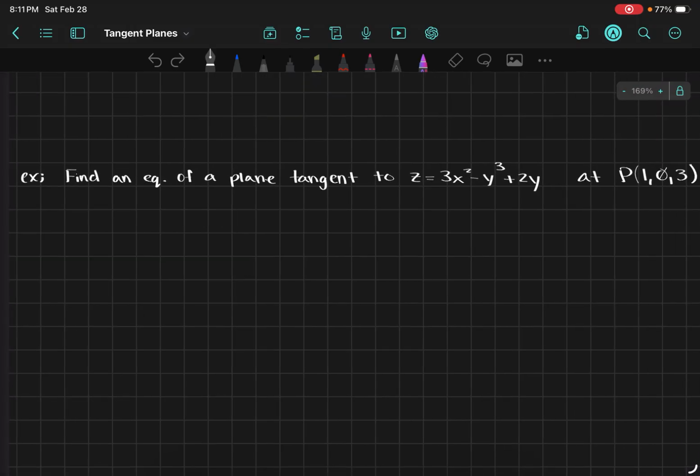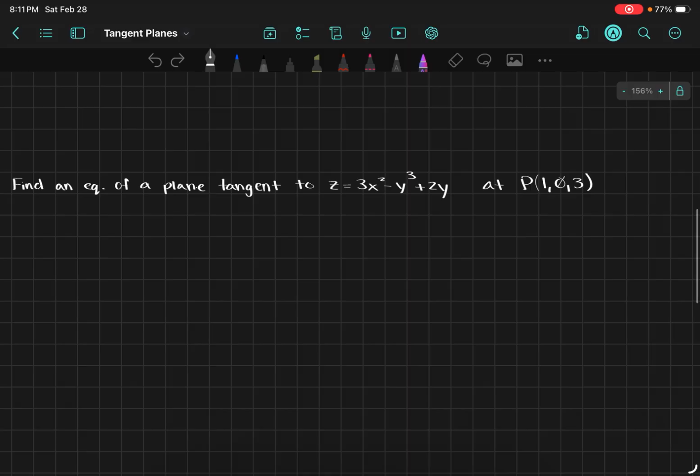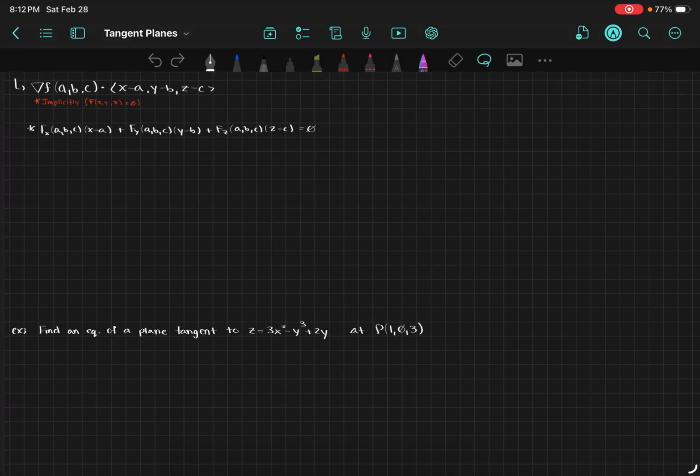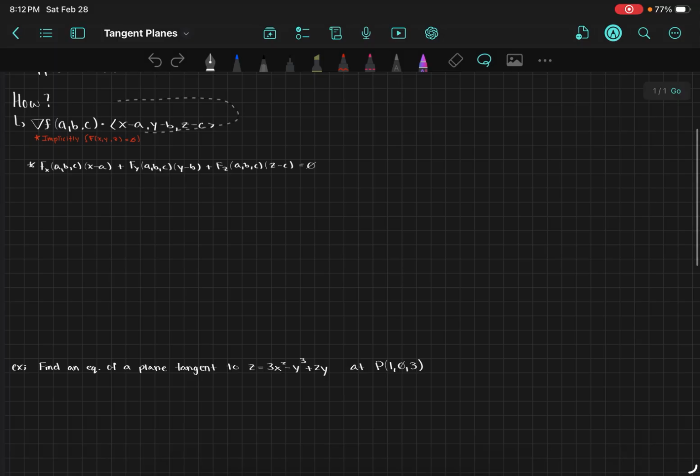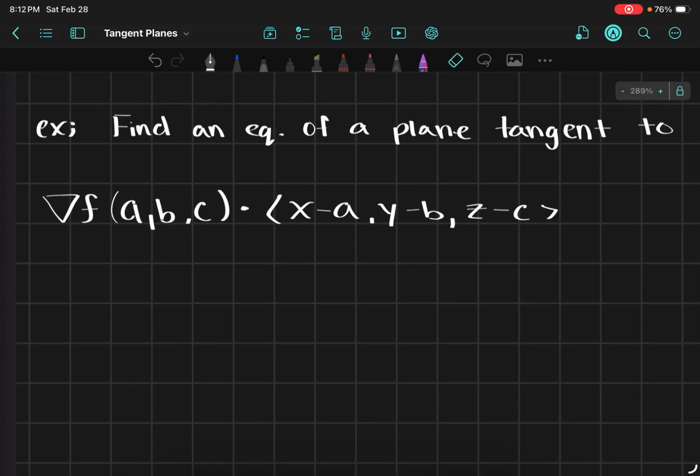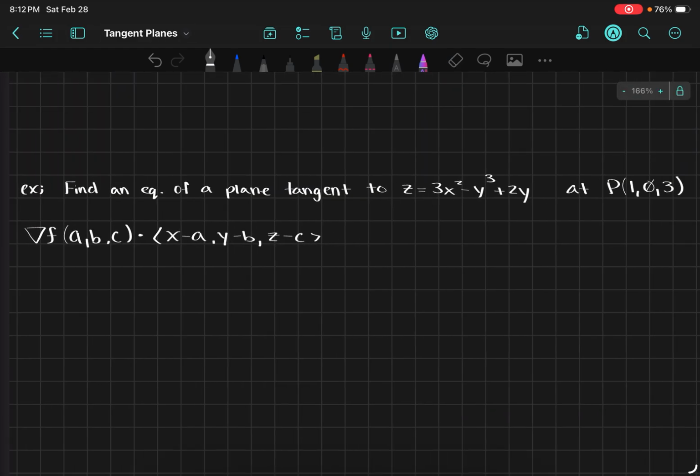So the example states to find an equation of a plane tangent to z equals 3x squared minus y cubed plus 2y at the point (1, 0, 3). Well, let's just go ahead and copy and paste our tangent plane formula that we had up here. Duplicate, come down here. Looks good. Well, what's our first step while doing this? Let's go ahead and find the gradient at that point.